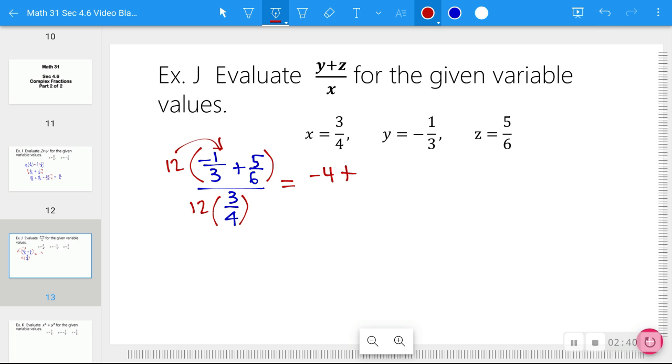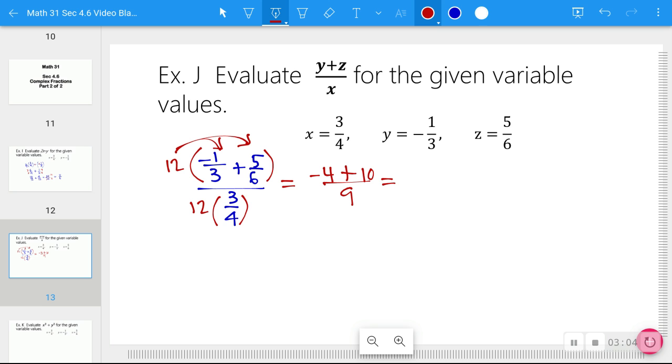Okay, I'll put my plus sign and then do the second half, the back half. 12, the bar means divide. 12 divided by 6 is 2. And 2 times 5 is 10. Down below here, 12 divided by 4 is 3. 3 times the other 3 is 9.